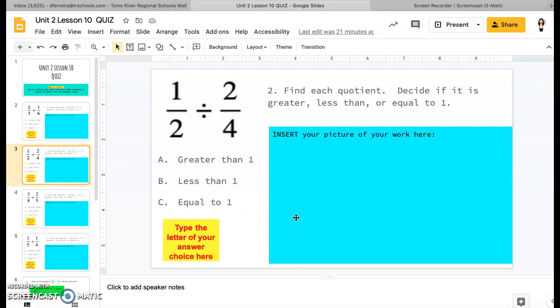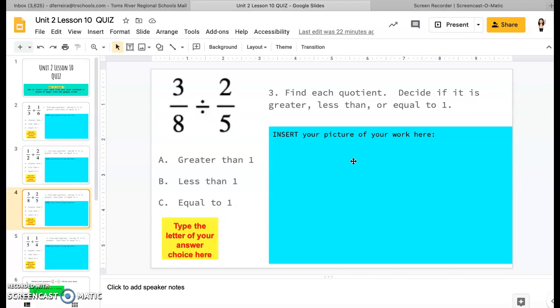Number 2, find each quotient. Decide if it is greater, less than, or equal to 1. 1/2 divided by 2/4. You will then insert your picture of your work in the blue box over here. And your choices are A, greater than 1, B, less than 1, or C, equal to 1. And then you will type your letter choice in the yellow box here.